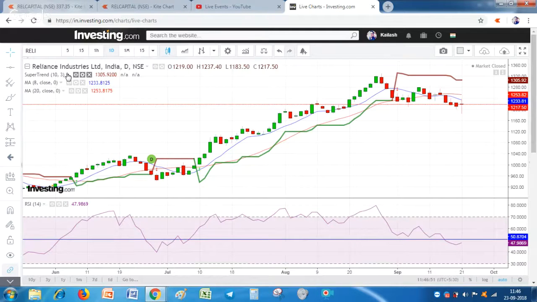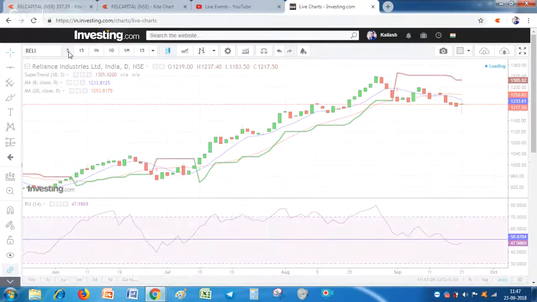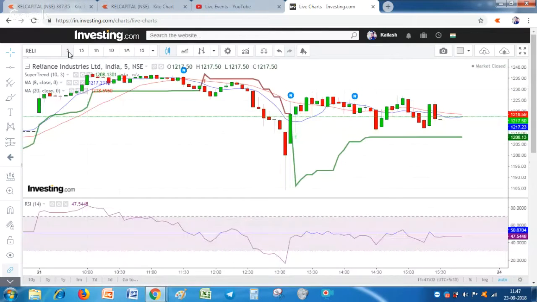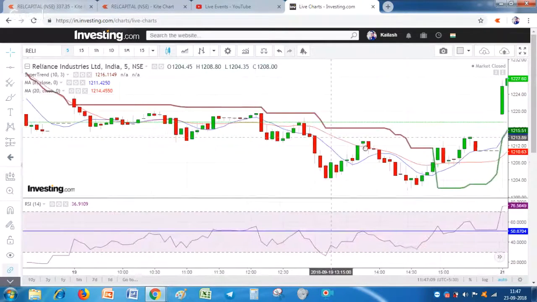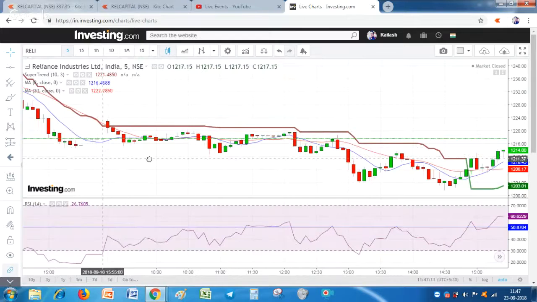So friends, I have told you the use of Super Trend for positional trades, how we can make use of it. Now let us move to daily intraday trades. How we can make use of this Super Trend indicator for intraday trades. So friends, in intraday we can take positions on both the buy side and the sell side in the cash market.